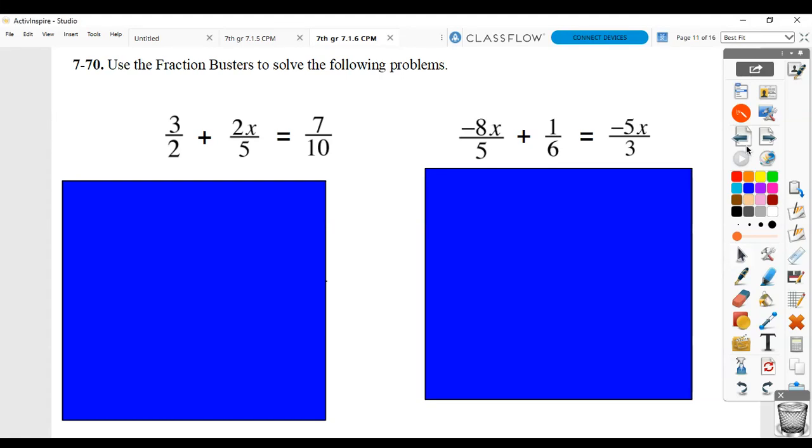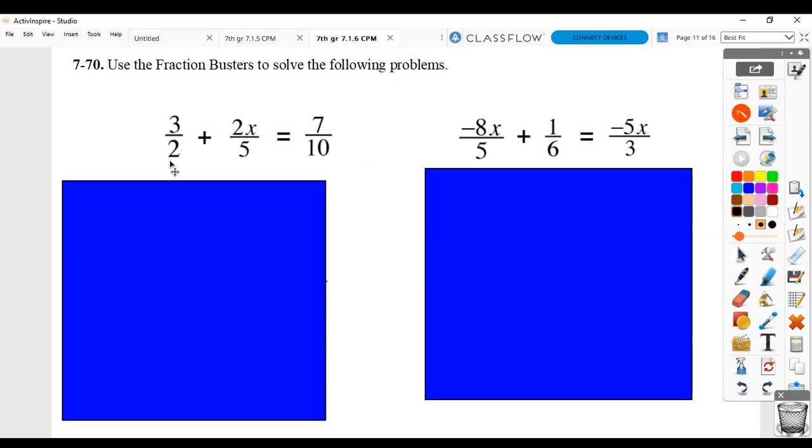This is your homework corrections for section 7.1.5, starting with problem 770. So they want you to use the fraction buster technique to solve these problems. Remember, the idea of the fraction buster technique is to look at the denominators of the fractions, think about what is the least common denominator or least common multiple of the denominators, and multiply the terms each by that.